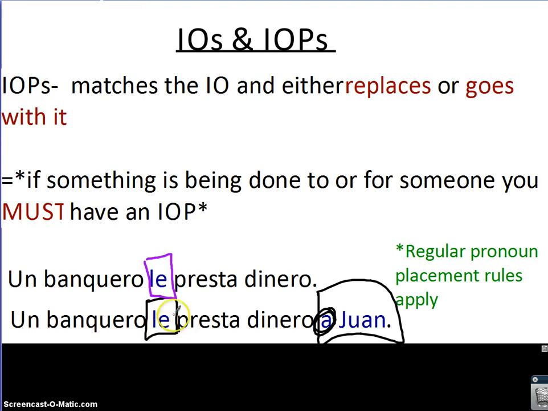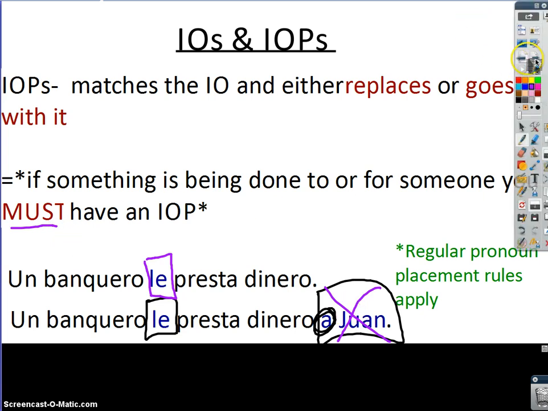But with indirect object pronouns, you have to have the IOP if something's being done to or for someone, and you can add clarification or emphasis if you want to. If I could get rid of anything, it's the a Juan and still have a complete sentence. So don't forget, if something is being done to or for someone, you must have an IOP, and if you want to, you can have clarification or emphasis.